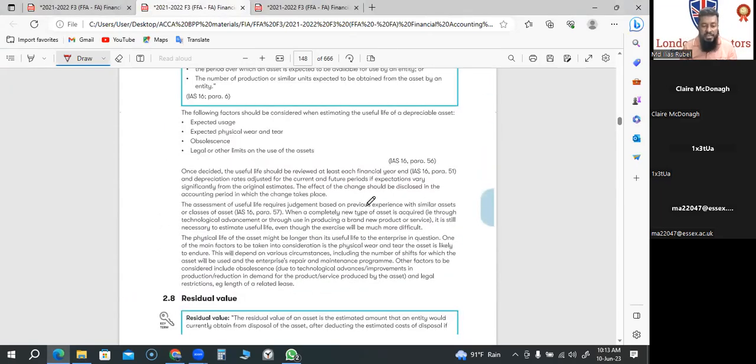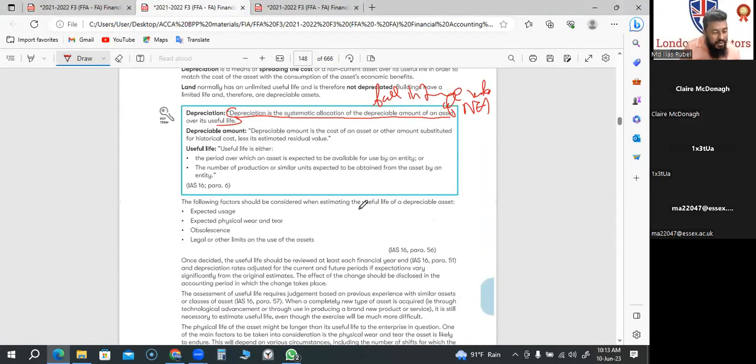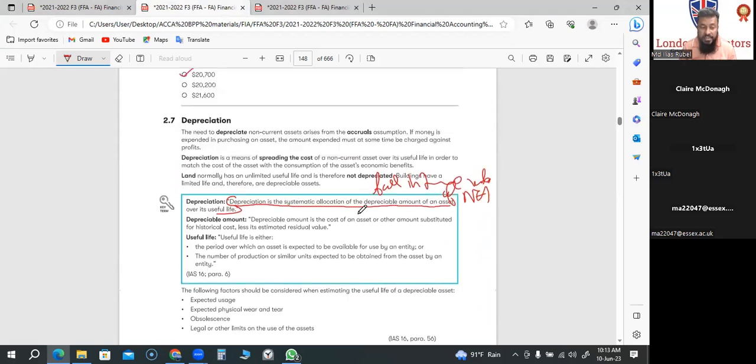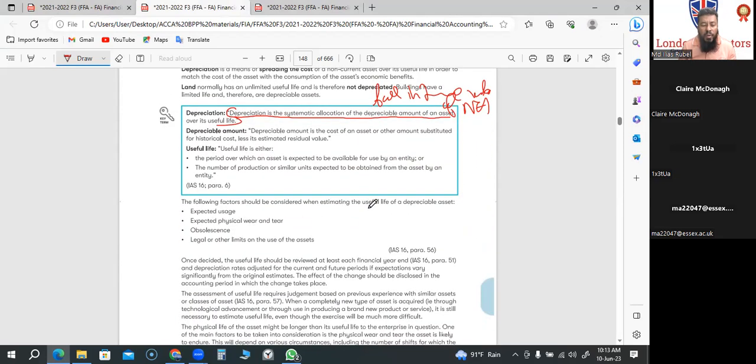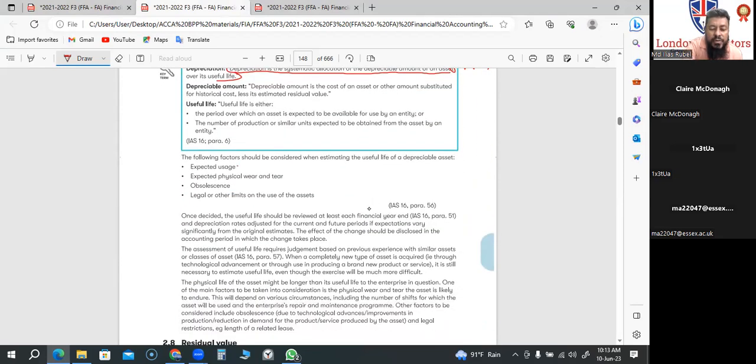Why do we do depreciation? The decrease or fall in the value of a non-current asset over the period. Yeah, that's correct. There are more answers like the usage, physical wear and tear. It becomes older, isn't it? Obsolescence, out of fashion. Obsolescence means out of fashion.